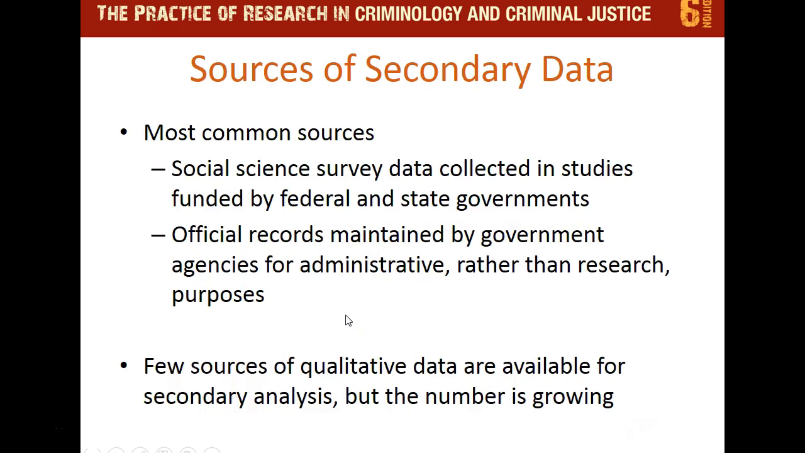So what are the sources, as I was just mentioning? The most common sources are the social science survey data that's collected in studies and funded by federal and state governments. You can go to doj.gov. You can go to fbi.gov. There are official records that are maintained by government agencies and that are used for administrative purposes rather than research, but you can take that data and use it for your research purposes. There are a few sources of qualitative data that are available for secondary analysis, but the number is growing. So it's always easier to use if you're using a quantitative design.